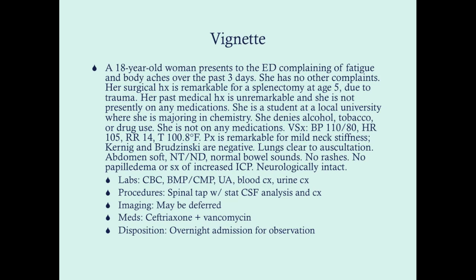The antibiotics we're going to put them on is going to be broad spectrum, but particularly we want to cover strep pneumo and Neisseria. And we do that with a 3rd or 4th generation cephalosporin and vancomycin. We add vancomycin because we're always concerned about possible resistant bugs. So this is good broad spectrum coverage. So she's immediately going to be placed on ceftriaxone and vancomycin.